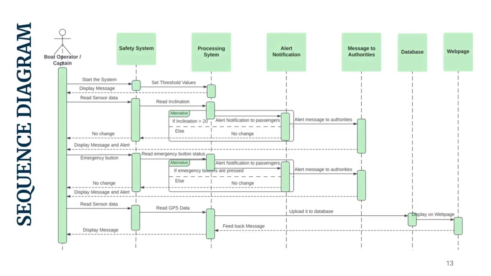Now coming to the sequence diagram of our project. When the boat operator starts the boat, the system will read all the sensor data. First of all, it will read the data from the gyroscope. If the inclination is greater than 20 degrees, it will alert the passengers first and then send the message to the authorities. If the emergency button is pressed, it will alert the passengers and send a message to the authorities. Also, the real-time location is uploaded to the database and it can be accessed on the web page.